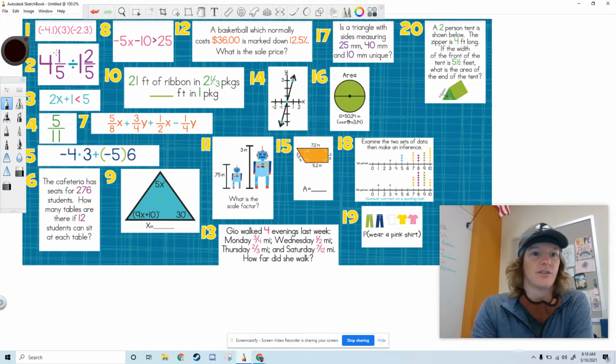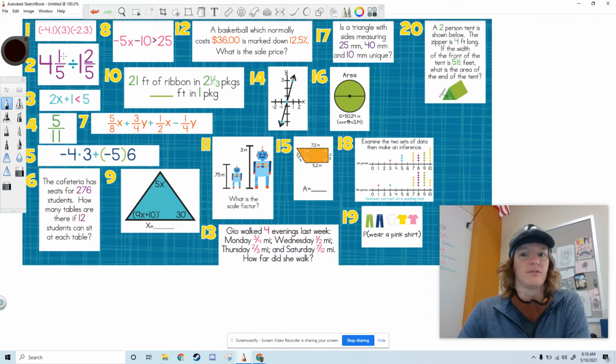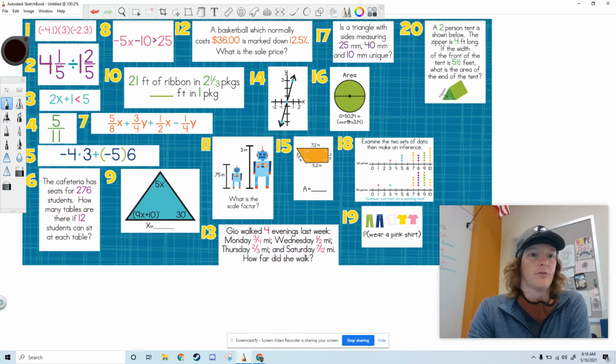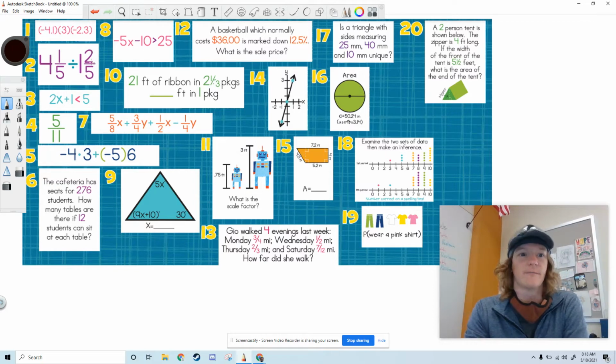Number 2 is a division problem. There's a couple ways you could do this. You could draw 4 1/5 and find out how many 1 2/5 fit into it. You'd have to break one of the wholes into 5/5. But you are going to get a whole number for this problem.